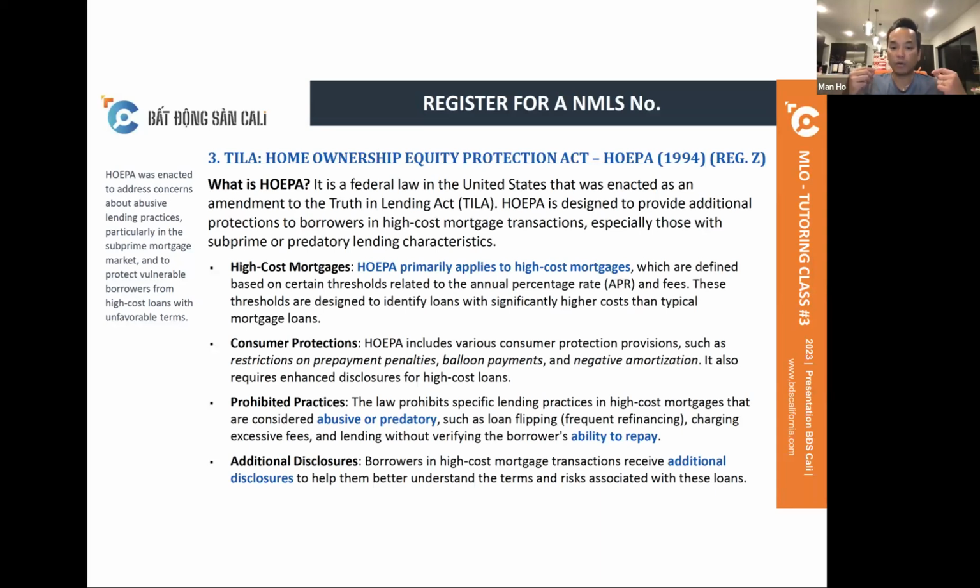Okay, so loan flipping, because if you flip the loan so much, you're changing the loan, you refinance too many times, you lose a lot of fees. And there's a lot of charges associated with the refinance, right? Charging excessive fees, meaning that you charge the fees too high. It's supposed to be $500, but somehow your fee was like $750. Okay. And also lending without verifying the borrower's ability to repay. Okay, so those are the prohibited practices of the HOEPA.